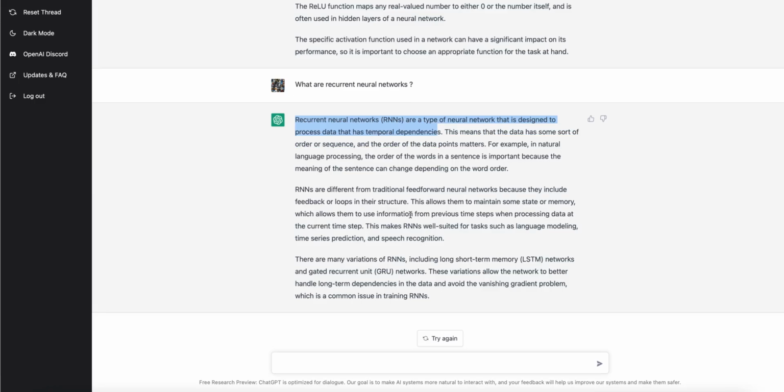There are many variations of RNNs, including long short-term memory, LSTM, networks and gated recurrent unit, GRU, networks. These variations allow the network to better handle long-term dependencies in the data and avoid the vanishing gradient problem, which is a common issue in training RNNs.